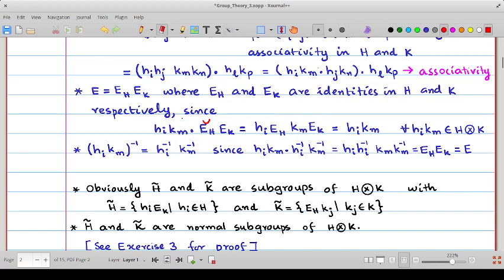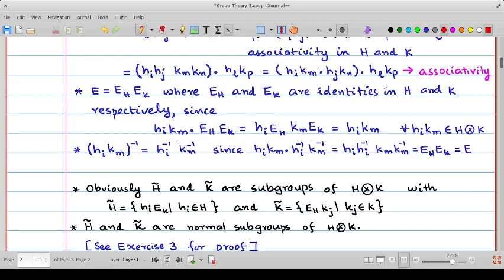So the product of HIKM with this element, which is also an element of H cross K, because EH is an element of H and EK is an element of K, and therefore this product should be an element of H outer product K. So that means taking any element of H outer product K and taking its product with EH EK, which is also an element of H outer product K, will give HIKM back, and therefore this object is the identity under this composition rule.